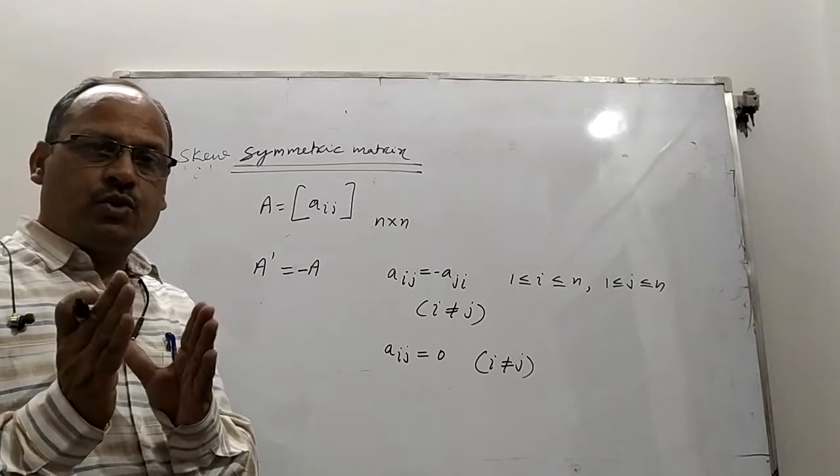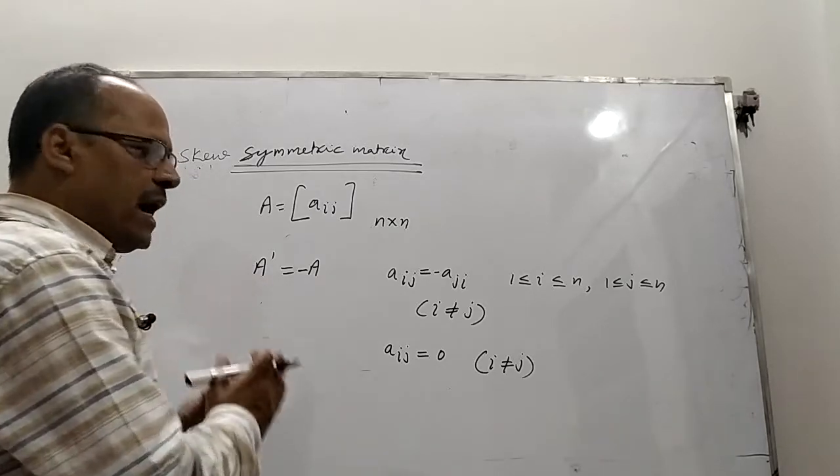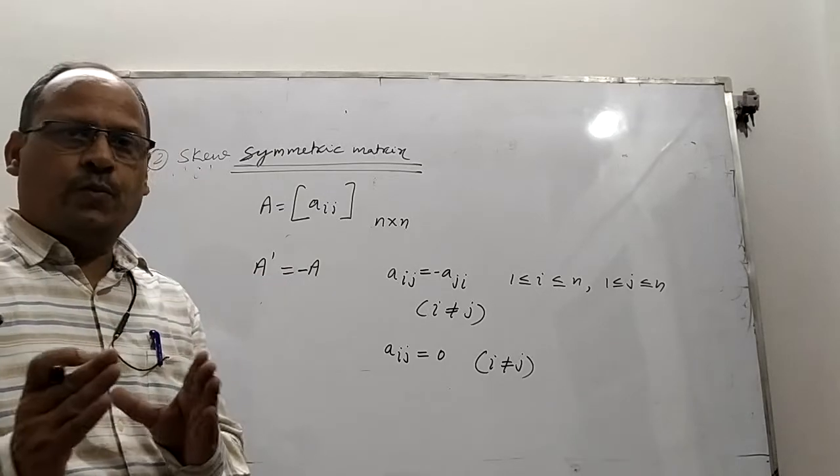This is the main condition. In the skew-symmetric matrix, all diagonal elements are 0.